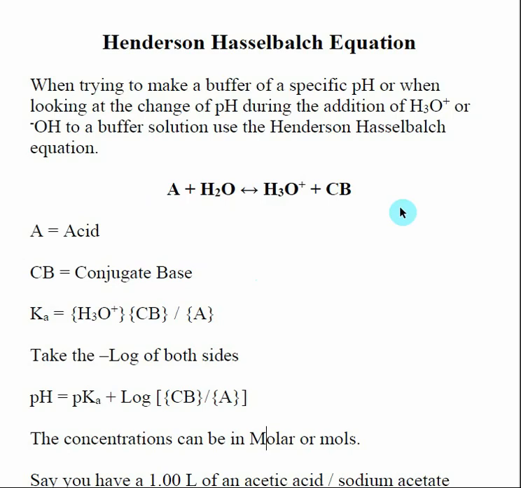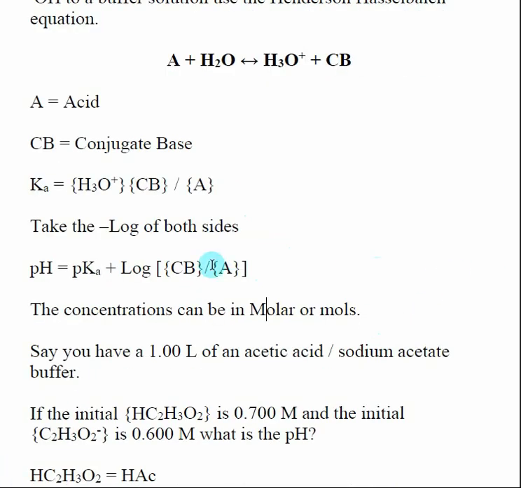Well, we have this Ka expression. We go ahead and look at the equilibrium expression, so products divided by reactants. Remember, water doesn't show up. So we end up with this equilibrium expression, and then we take the negative log of both sides. I'm not going to actually do the algebra for this derivation, but the negative log of the concentration of hydronium is pH. The negative log of Ka gives you pKa, and then what we're left with is the log of the conjugate base divided by the acid. So this is our Henderson-Hasselbalch equation.